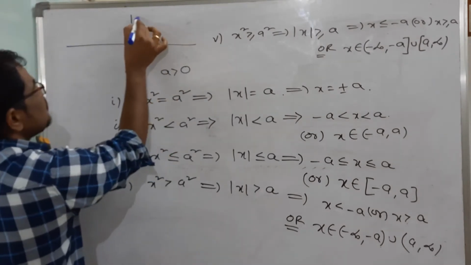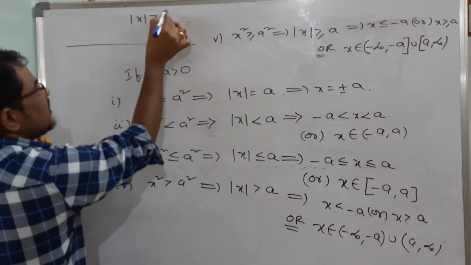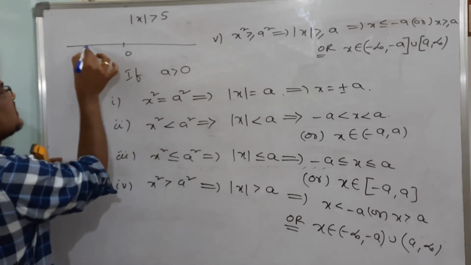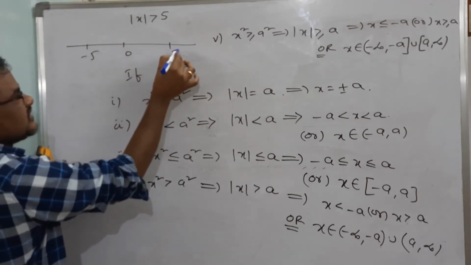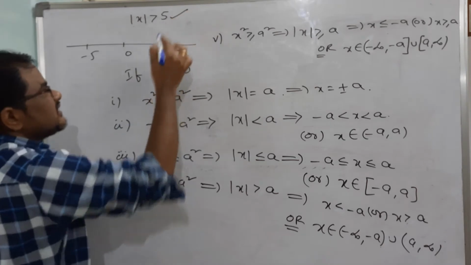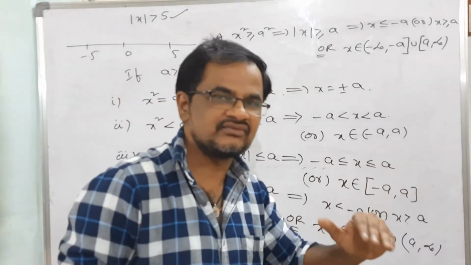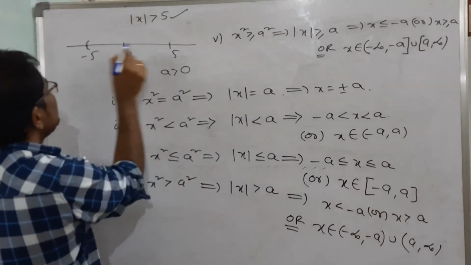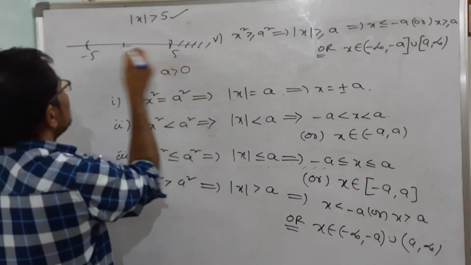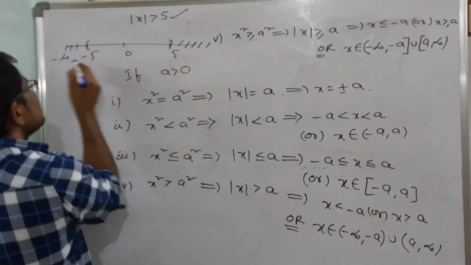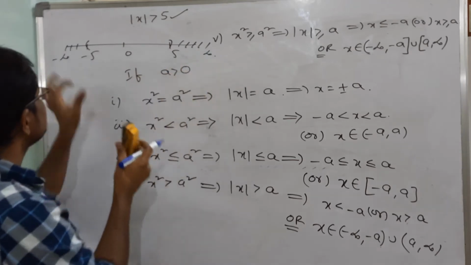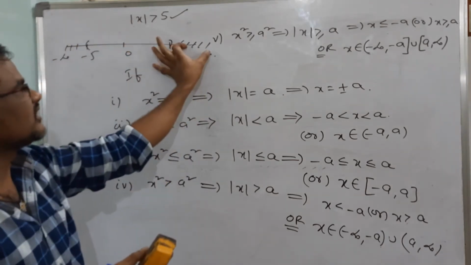Suppose mod x greater than 5 is there. Here origin is there, here minus 5 is there, here plus 5 is there. The meaning of mod x greater than 5 means x is located greater than 5 units on the left and right side of the origin, means not between these two, here or here. So left side minus infinity, right side plus infinity, means this area and this area we have to consider.